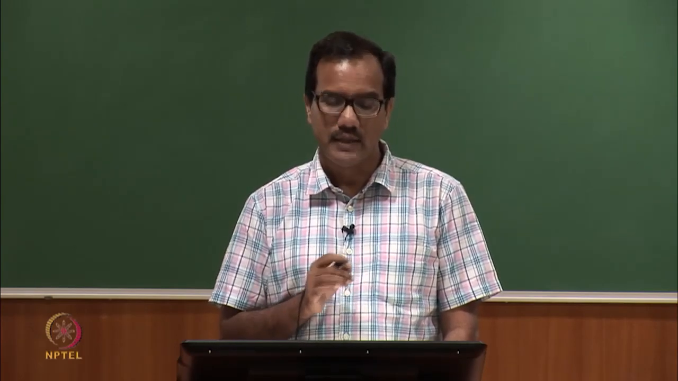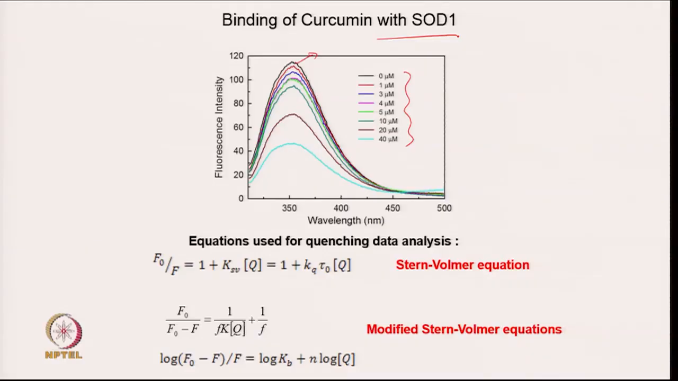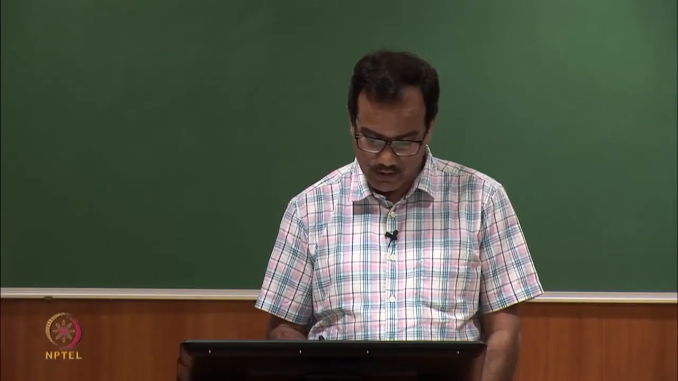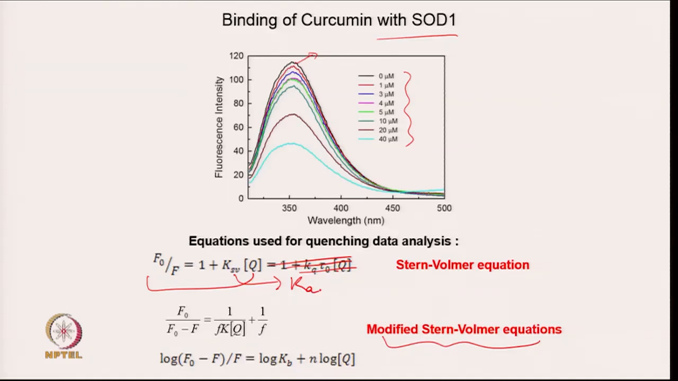And in case of static quenching, we can use the Stern-Volmer equation. So F0 by F is equal to 1 plus Ksv into Q. This is for your collisional quenching. So just remove this. And there is one modified Stern-Volmer equation. I am not going to discuss that, but that can also be used to get your Ksv. Here Ksv is basically the association constant if we are talking about static quenching.